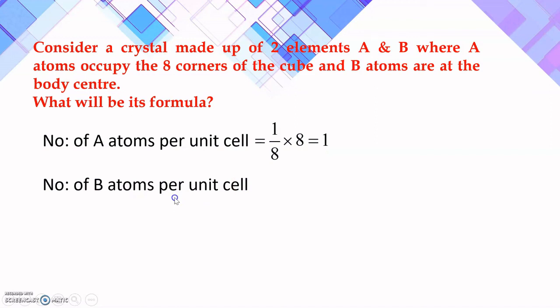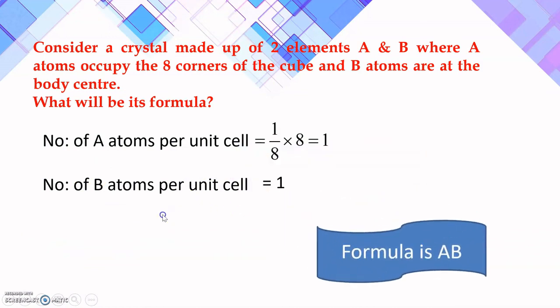What will be the number of B atoms per unit cell? B atoms are at the body center. It is not shared by any other atom. So its contribution is 1. So the number of A atoms per unit cell is 1. Number of B atoms per unit cell is also 1. So what should be its formula? It should be AB.